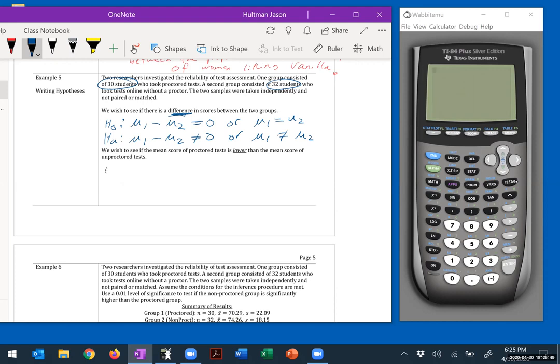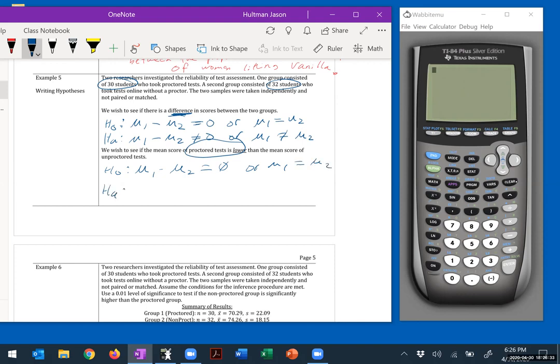Okay, what about here? We wish to see if the proctored test is lower. So what would be the proctored test being lower than the unproctored test? Well, we're calling mu1 the proctored test. My null doesn't change. Mu2 is the unproctored. So mu1 minus mu2, the difference of the two means, is 0. Means there's no difference. Or we could rewrite that as mu1 is equal to mu2.